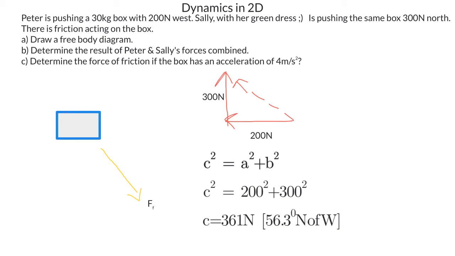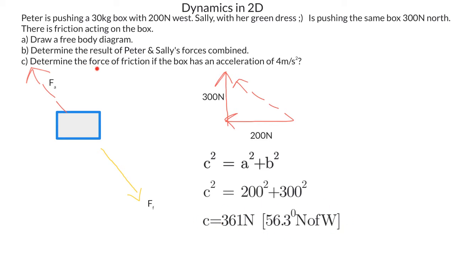And so what I get is this dotted line, and I'm going to call that really the applied force between both Peter and Sally. So I'm just going to call that FA. And you're going to notice that I'm going to use that terminology quite frequently now, where if someone is pushing or pulling something, I will call that an applied force. And so we'll call this the applied force, and it has a value of 361 newtons, and this is the angle. So that is the answer for B here.